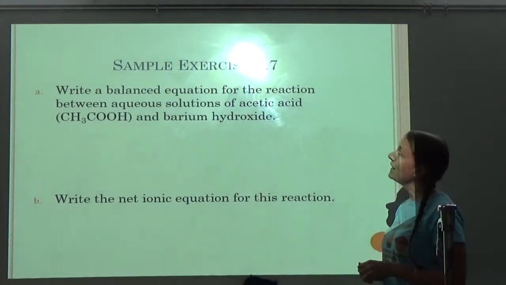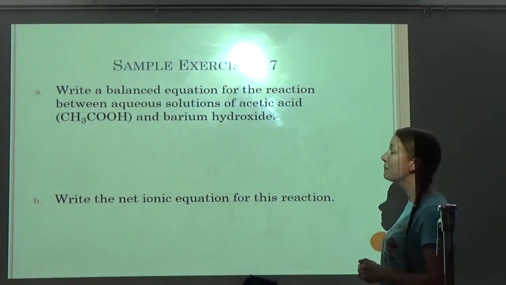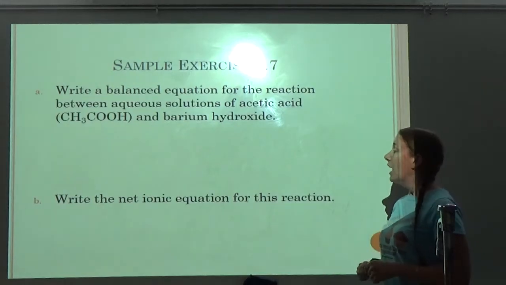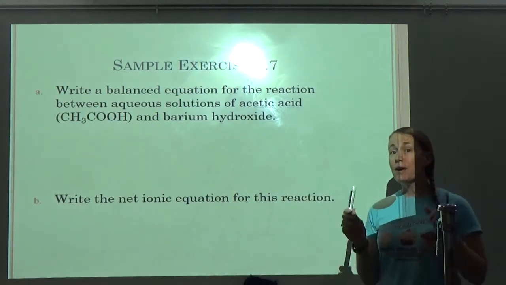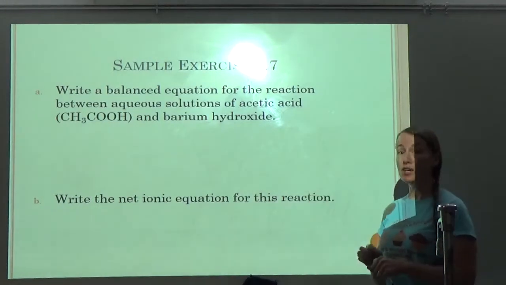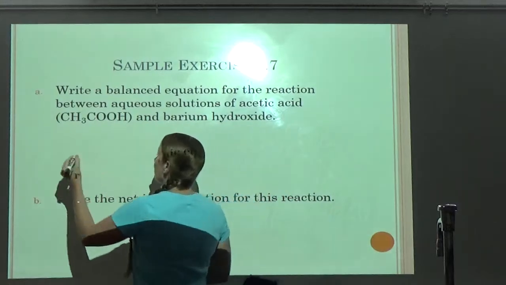So it says, write a balanced equation for the reaction between aqueous solutions of acetic acid and barium hydroxide. Then write the net ionic equation. So this is where you have to be careful with those weak acids, weak bases. Okay, so let's try this one together, and then you can try the next one on your own. All right, so it says we have aqueous solutions of acetic acid.